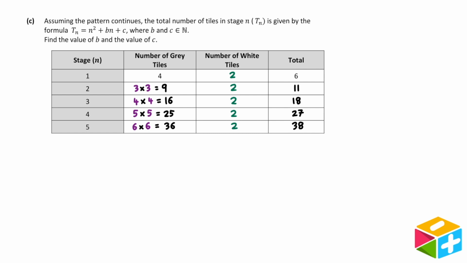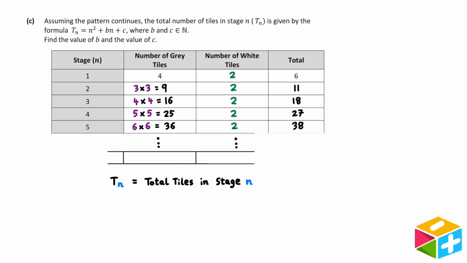In this question, we need to find a formula for Tn, the total tiles in stage n. To do this, we can generalise the pattern from the table we made out in part B. In other words, we can think about the number of grey tiles and number of white tiles in row n of our table.